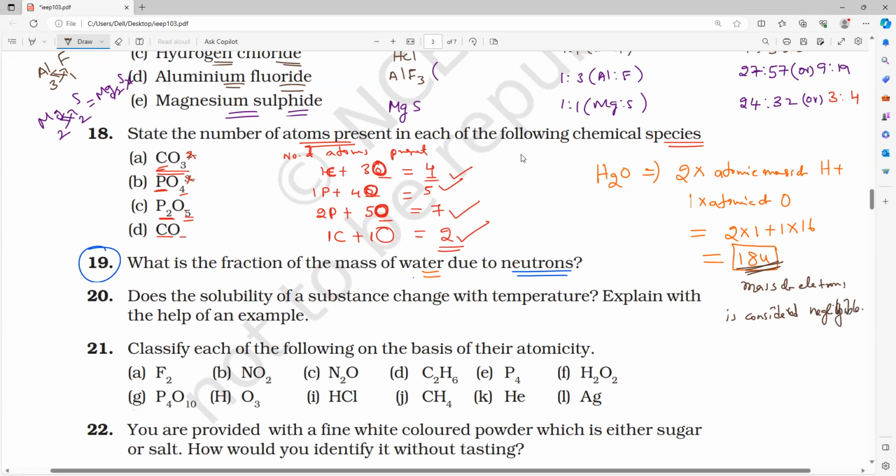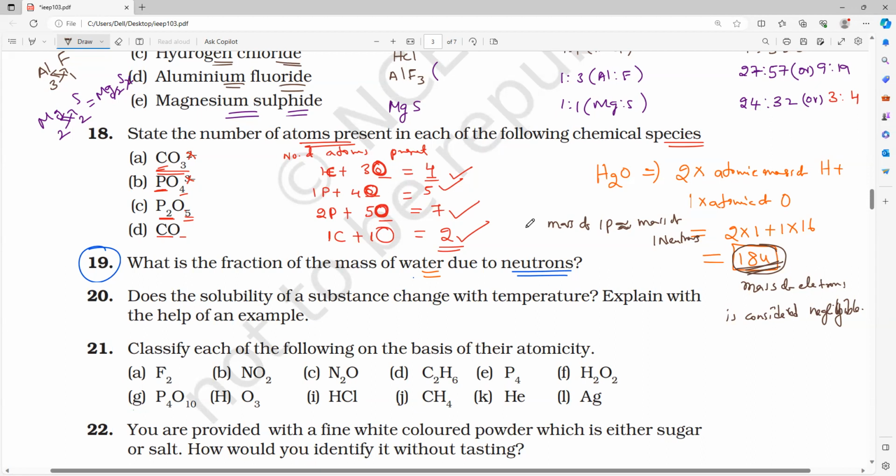Also I told you, the mass of one proton is approximately equal to the mass of one neutron. That you have to remember. Clear, everybody? So now this 18 U is only the mass of protons, or mass of neutrons, or both? Both.